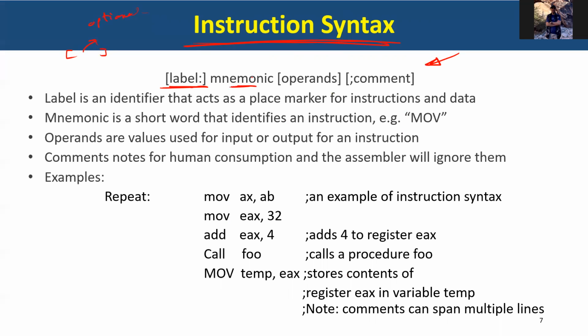Then you have a mnemonic. A mnemonic is just like an instruction, like move, add. Then you have operands. And again, the operand is optional because some instructions, some mnemonics, don't have operands. Then you put a comment. This is just for user consumption, you might add it or not. And again, it's optional.